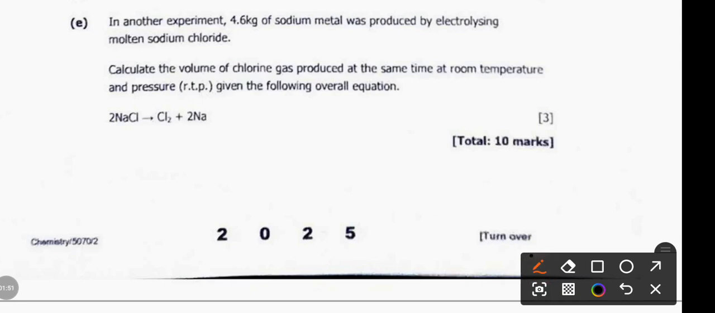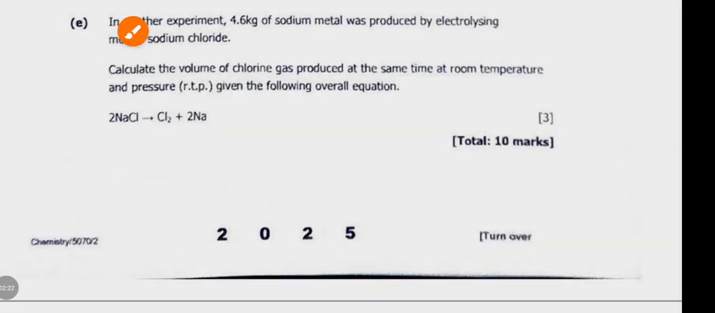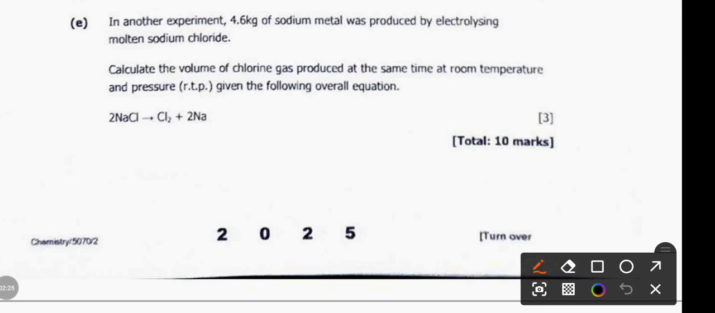Okay. So the procedure that we'll use here is that we'll first find the number of moles of sodium, then compare the stoichiometric ratio so that we find the number of moles of chlorine. Then upon doing that, we'll use the relationship that exists between the number of moles and the volume of a gas at room temperature in order to find the volume of chlorine gas. So let me start. Like I said, at first we will find the number of moles of sodium.